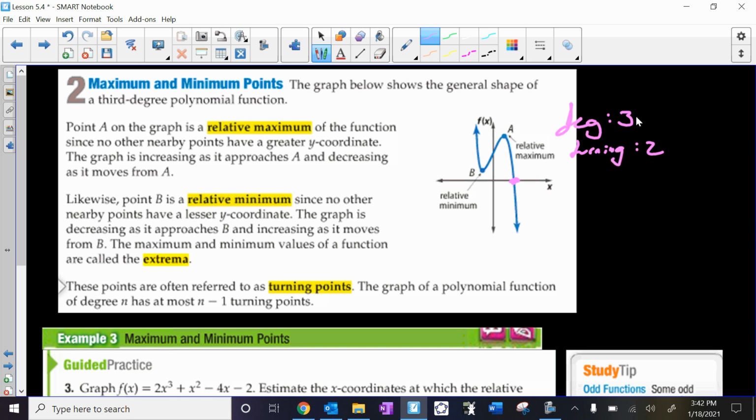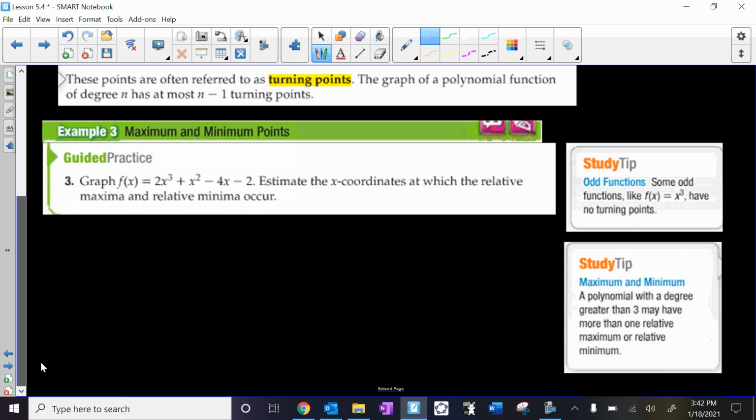Relationship between the degree and turning points: the degree will be one higher than the number of turning points. So if I have a fourth degree polynomial, I could have 3 turning points. If I have a 12th degree polynomial, I would have 11 turning points. All I'm going to ask you to do is identify where's the relative max, relative mins, and maybe absolute max and absolute min at the same time.